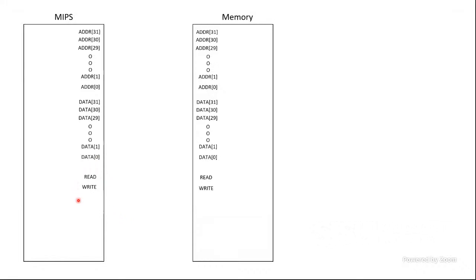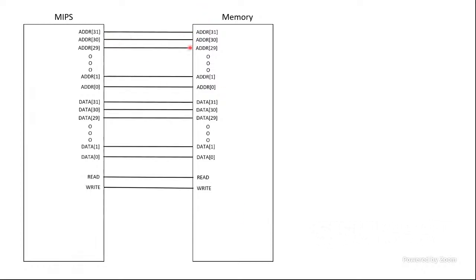There are also two other signals, control signals, read and write. They are also individual bits, and we mark them. On the memory side, we also mark all the pins with names, and then we make a straight one-line connection. One single line represents one single bit in the system. So address bit 31 is connected to the memory's address bit 31, and address bit 30 of MIPS is connected to the memory's address bit 30.